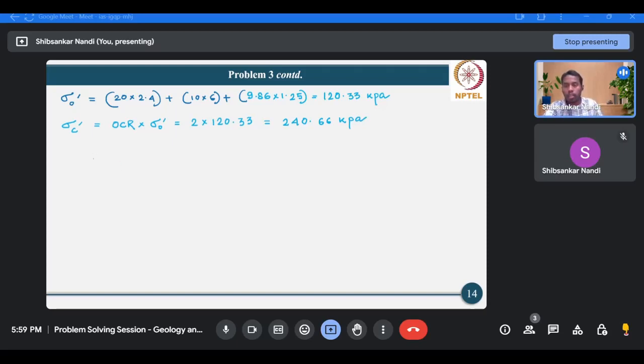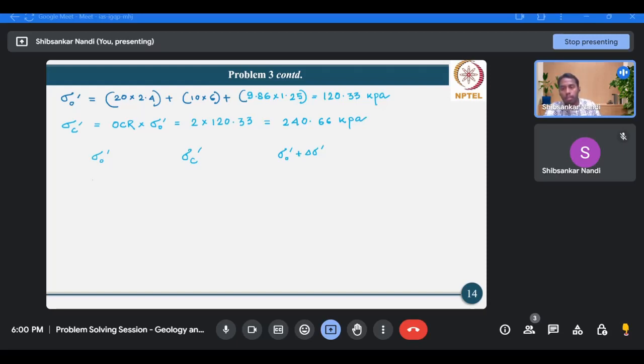So what kind of check? We have right now three stresses: sigma 0 prime, sigma c prime, and sigma 0 prime plus delta sigma prime. We have to check the chronology, or order, of these stresses. So whether sigma c prime is greater than sigma 0 prime or not, and whether it's less than sigma 0 prime plus delta sigma prime or not. Why it's important, we'll see.